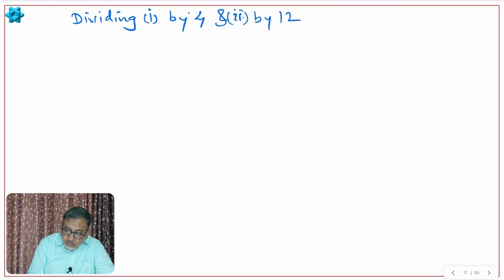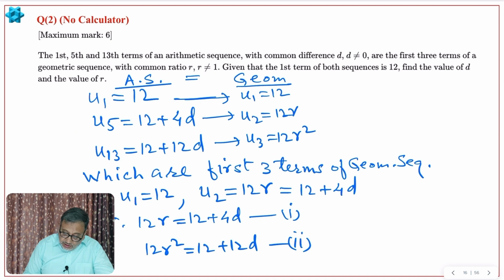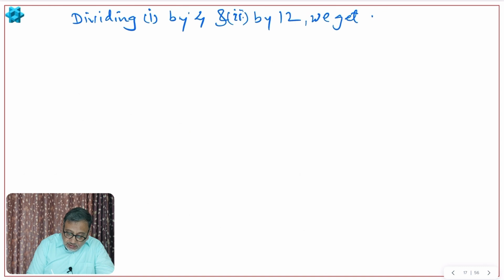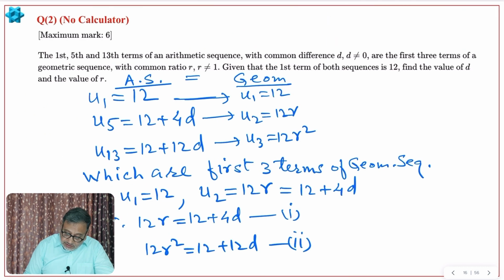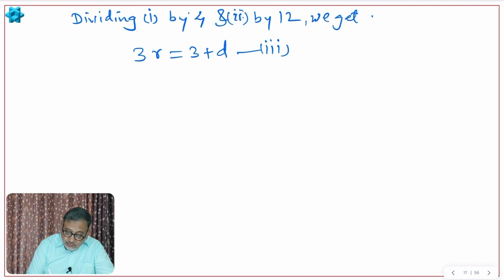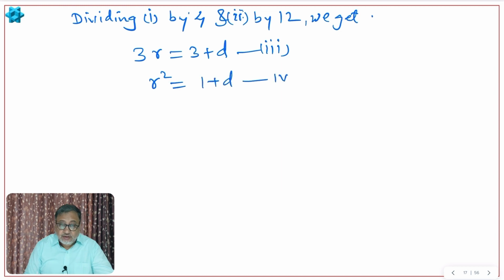We get, okay, first equation divided by 4. So 3r is equal to 3 plus d. 3r is equal to 3 plus d. Now this is the third equation, right? Yeah, is that clear to you? And by 12 to the second equation, so r square is equal to 1 plus d. This is the fourth equation, right?